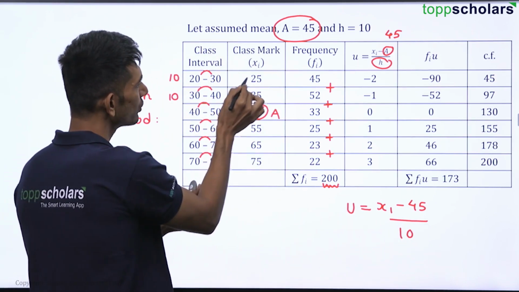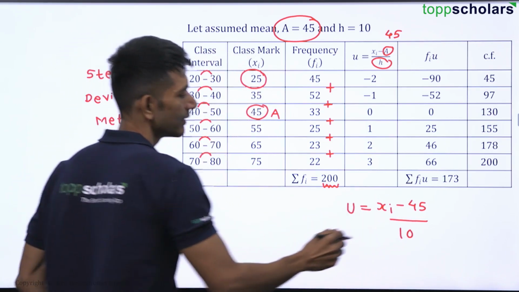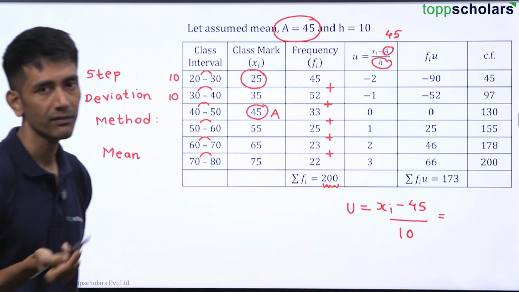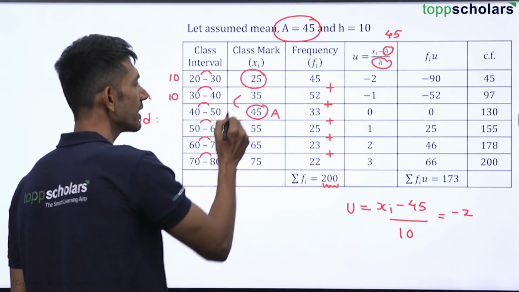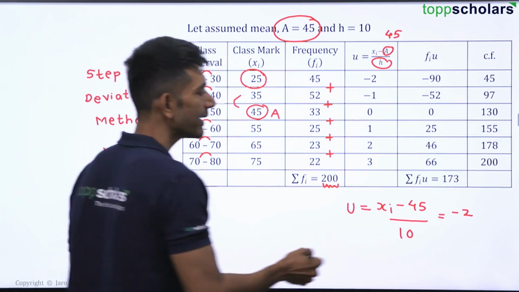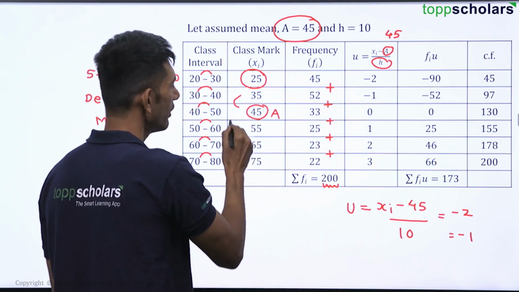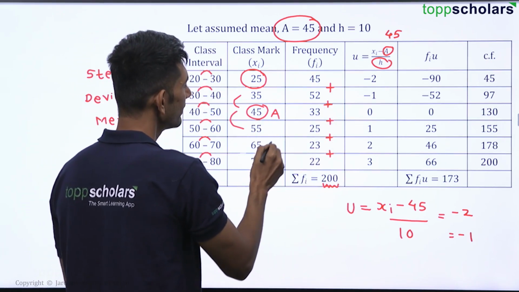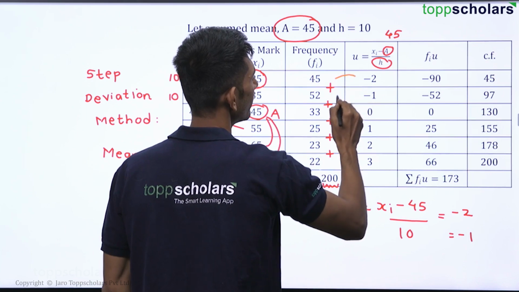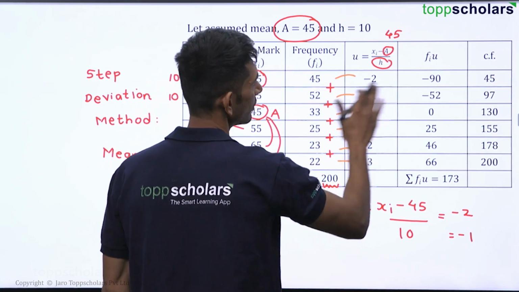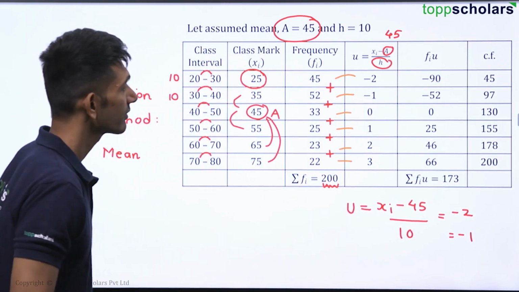So keep on taking the values. First Xi is 25. So 25 minus 45 by 10. That is minus 20 by 10, gives me minus 2. Then 35 minus 45 by 10, that is minus 10 by 10, that gives me minus 1. Then 45 minus 45 by 10, that gives me 0. 55 minus 45 by 10, that gives me 1. 65 minus 45 by 10, that gives me 2. And then 3. We find out FiUi. That is minus 90, minus 52, 0, 25, 46 and 66.